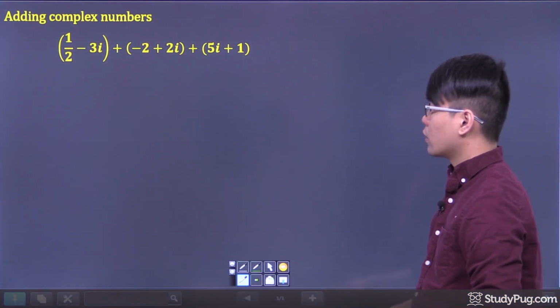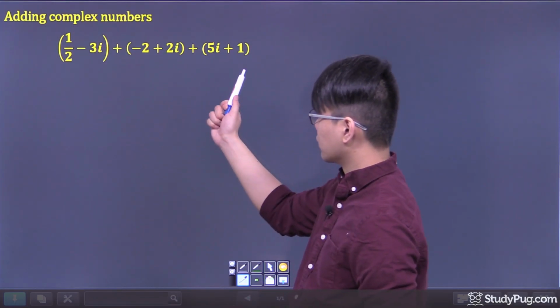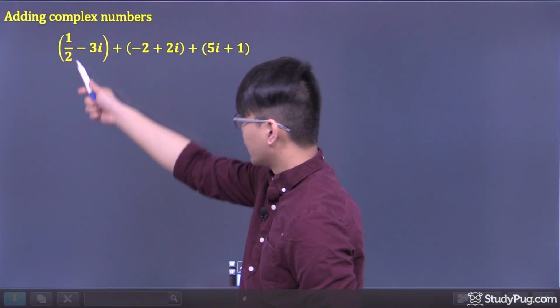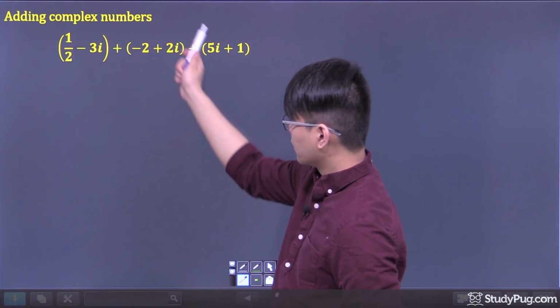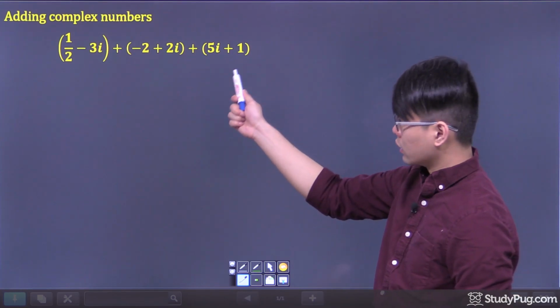All right, let's take a look at this question here. We want to add complex numbers again, but this time we have three complex numbers, right? 1/2 minus 3i, that's the first complex number, plus the second complex number here, -2 plus 2i, and the last one here we have 5i plus 1, right?